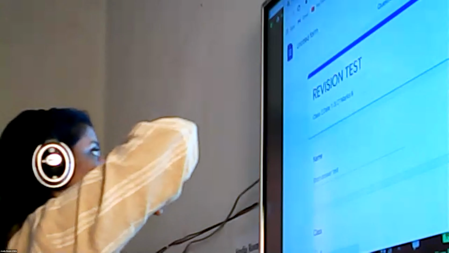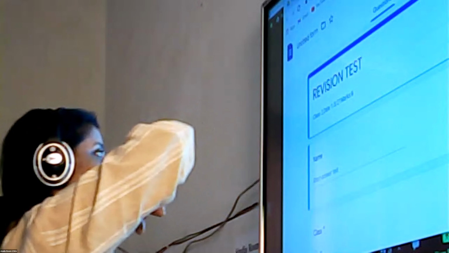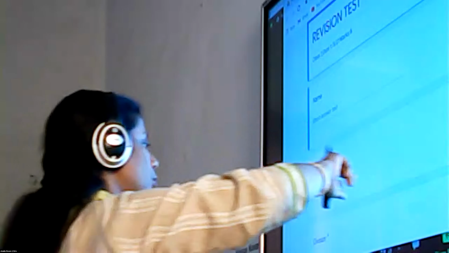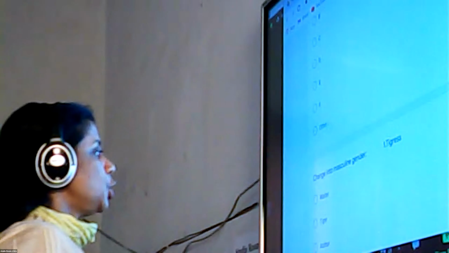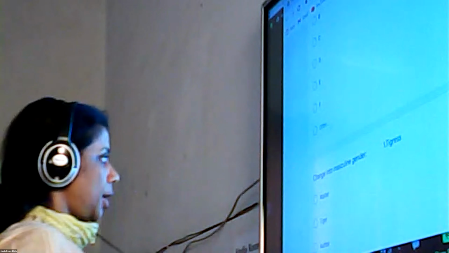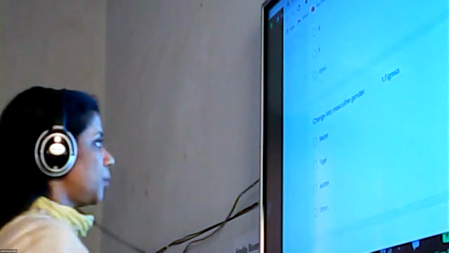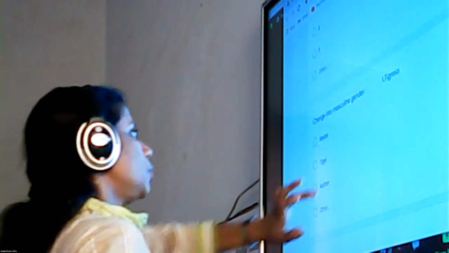So it's a revision test class. The date is mentioned there. So even when you get a question paper, please do make sure that is your class and date is given there. Write your name there, click onto the class and click onto the division. And here comes the question for you. Change into masculine gender. So tigress. So click onto the right option. Different options will be given. So the first question is over.